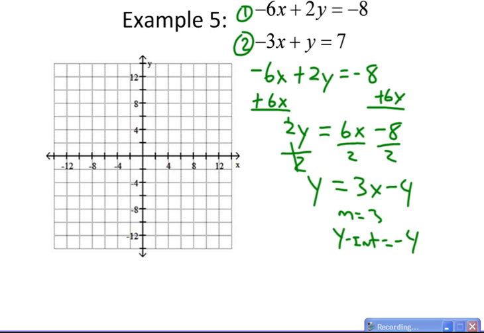So let's plot those. Let's plot the point -4. And I know I have a positive slope, so I'm going to go up 3, and then over 1. So now I have these points. I'm going to go ahead and draw the line. All right, so there's that graph. So let's go ahead and take a look at the other one.